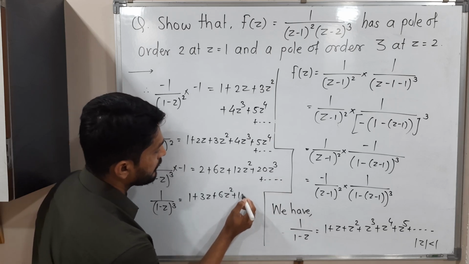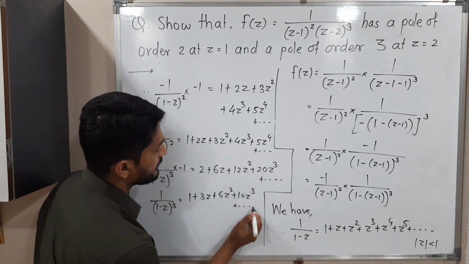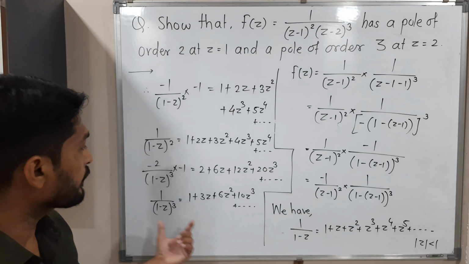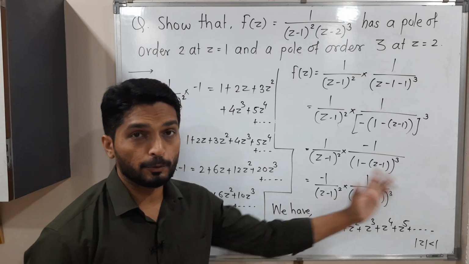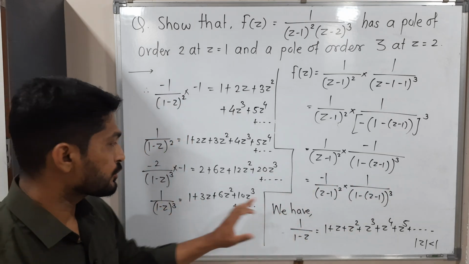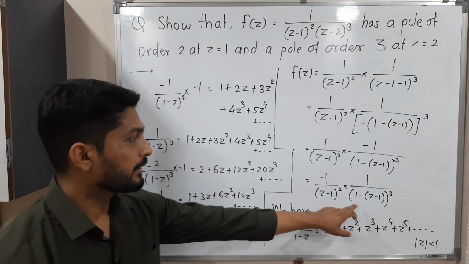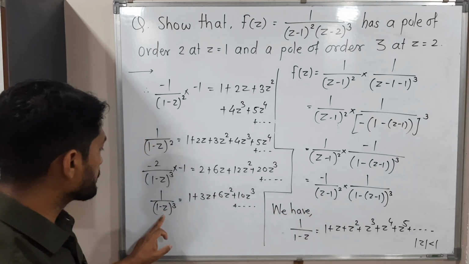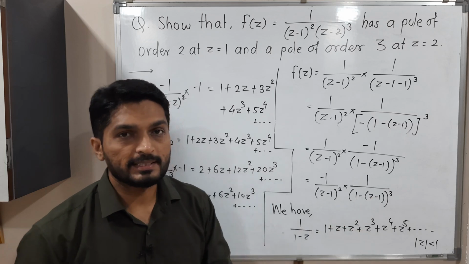6z square, 10z cube plus and so on. Getting? Yes. So finally I got the expansion of that bracket cube. Okay, I got the expansion. So I am going to use this series here, but in place of z, we have z minus 1. This is the only difference.